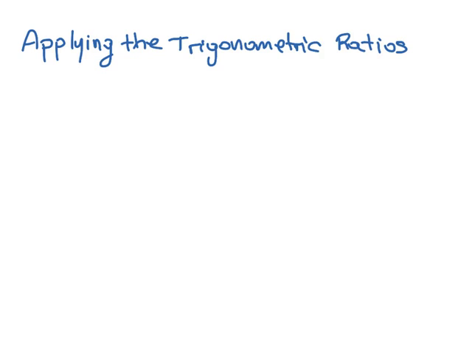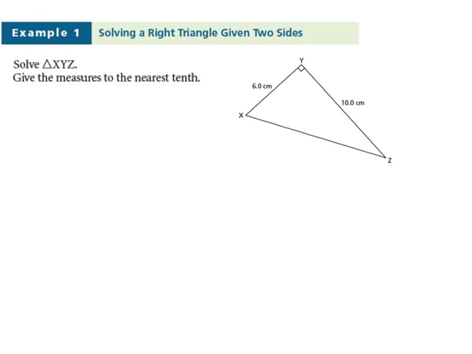Applying the trigonometric ratios. Let's take a look at an example. Solve triangle XYZ. Give the measures to the nearest tenth. Solving a triangle means that we have to find all the lengths and all the angles of a triangle. The first thing that I'm going to solve in this triangle is the missing side.